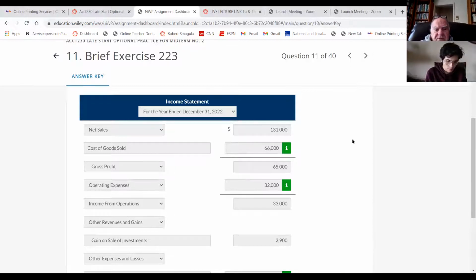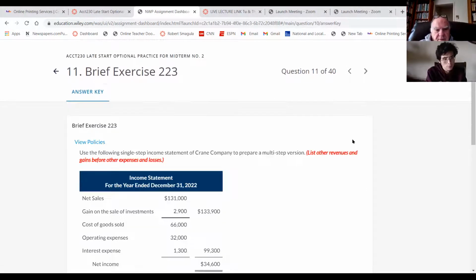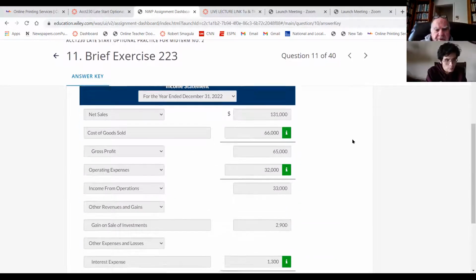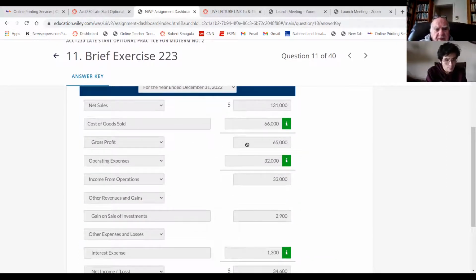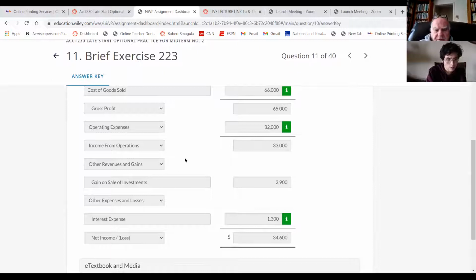Now, here's a whole income statement they want you to do. Look at this. They're giving you some of the numbers, but again, you know what the template is. We should by now, hopefully. Net sales minus cost of goods sold equals gross profit, minus operating expenses equals income from operations. Then they have a header for other, and that would be the gain on investments and the interest expense.